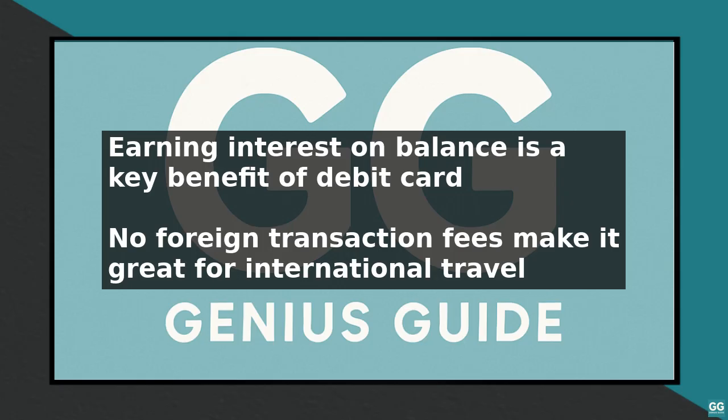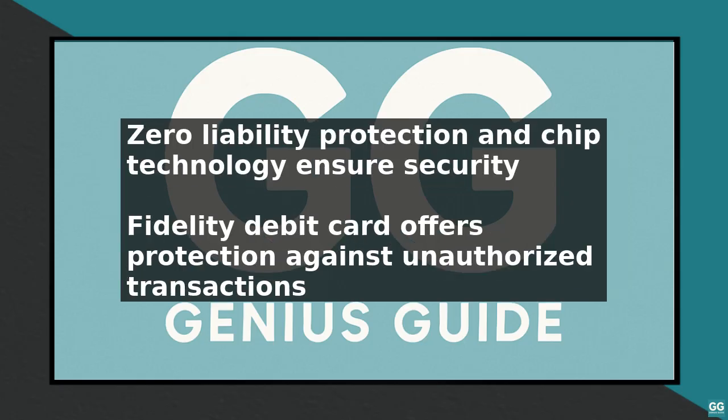To use your Fidelity debit card, simply swipe, tap, or insert the card at a payment terminal, and enter your PIN or provide your signature to complete the transaction. You can also use your debit card to make online purchases, pay bills, or transfer funds to other accounts.